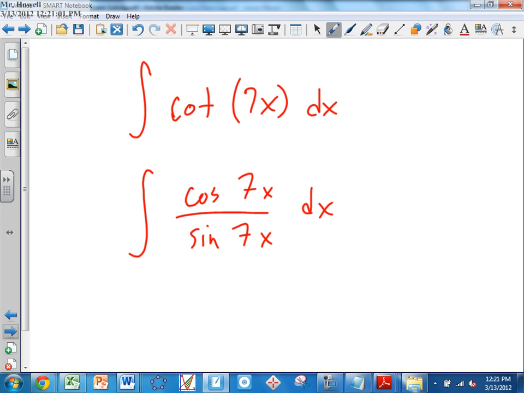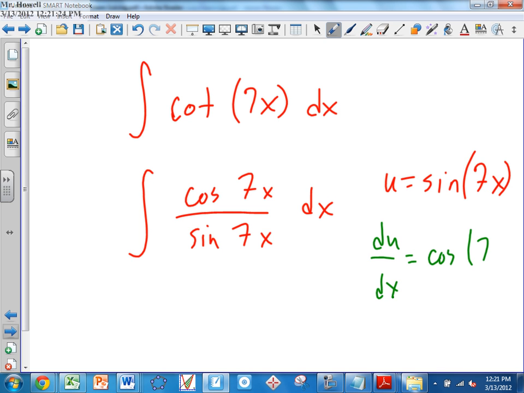So, Christian, we have two options here. I could let u equal cosine 7x, or let u equal sine 7x. Which one should I do? Sine? Okay, works for me. I'm not going to argue. So u equals sine 7x. Okay? So what's du dx? Just cos 7x. Be careful. Again, no negative there. Derivative.